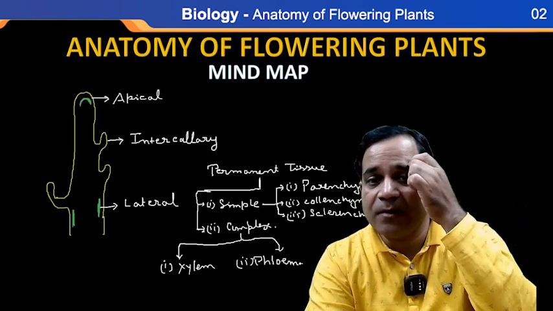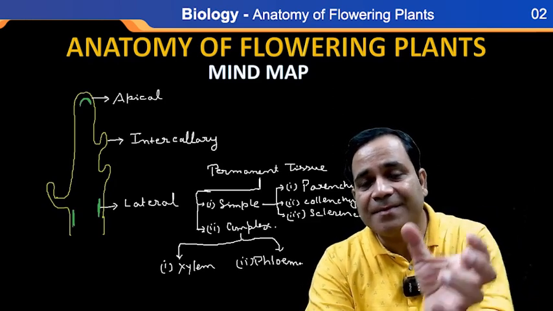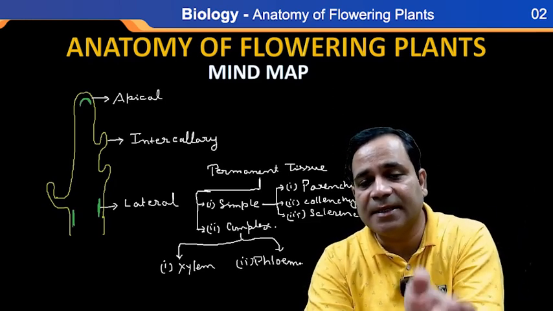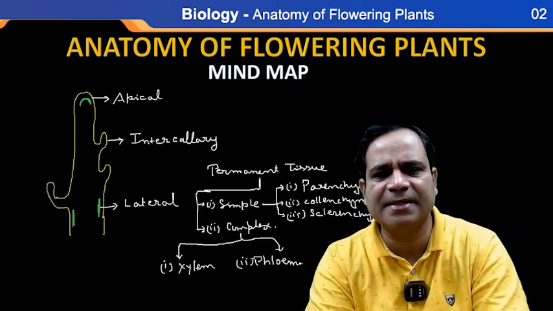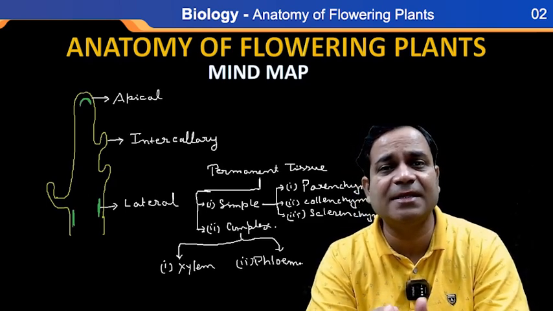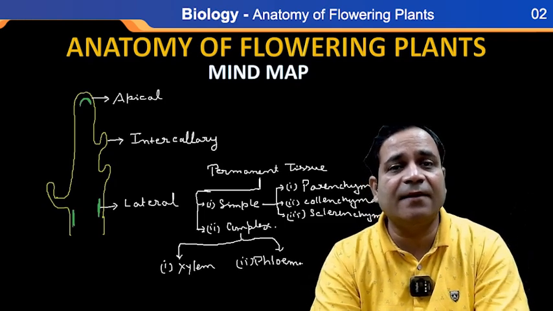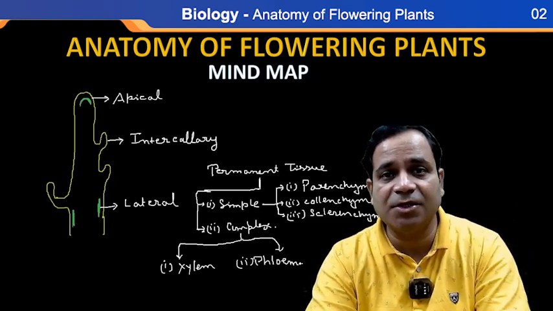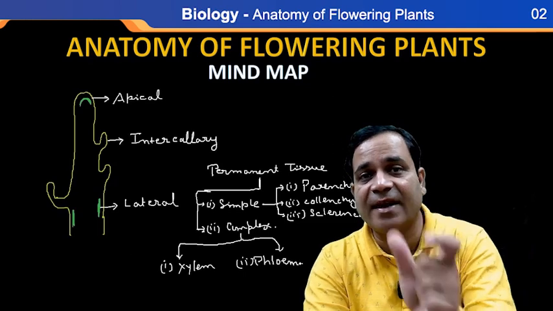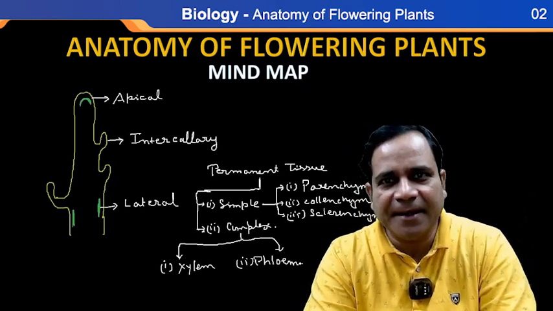If I'm going to say about the simple tissue, what does it mean? The tissue which is simple in nature, that is, parenchyma, collenchyma, sclerenchyma. And after that, the complex tissue is known as vascular tissue. Getting my point?